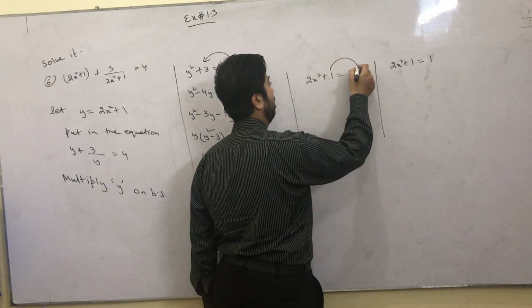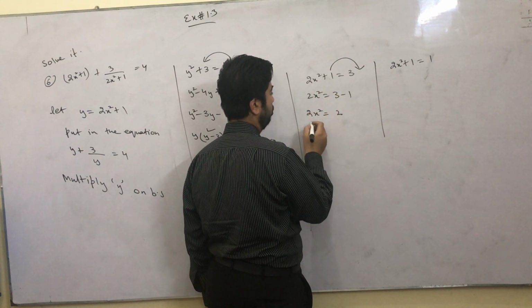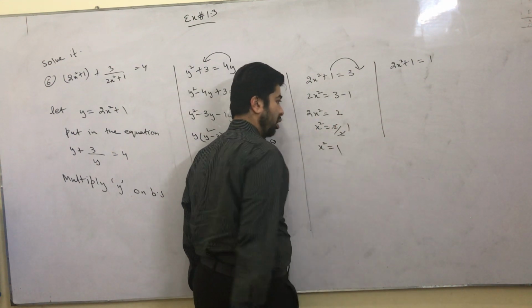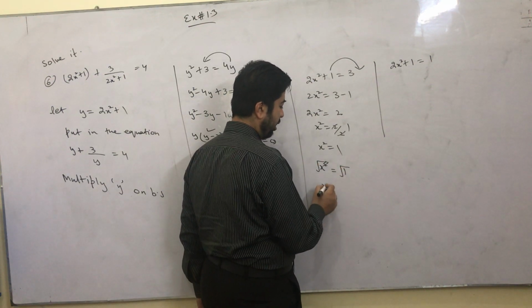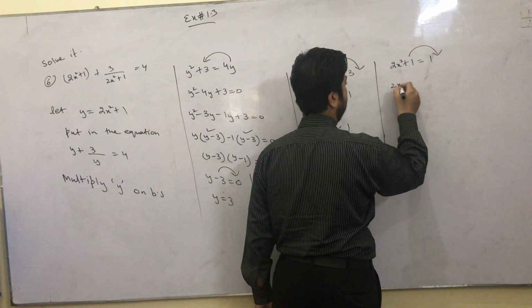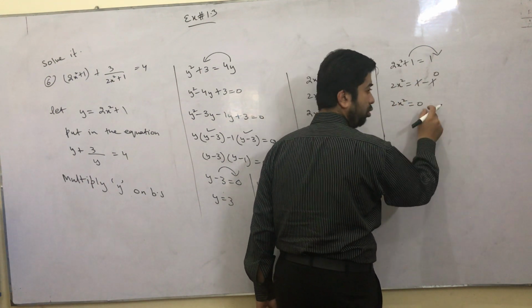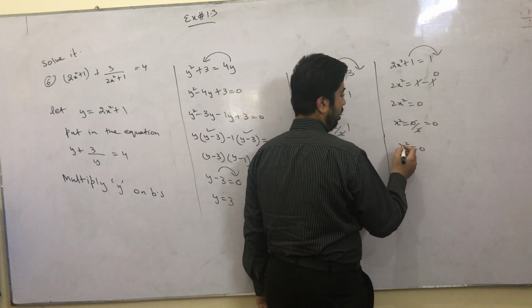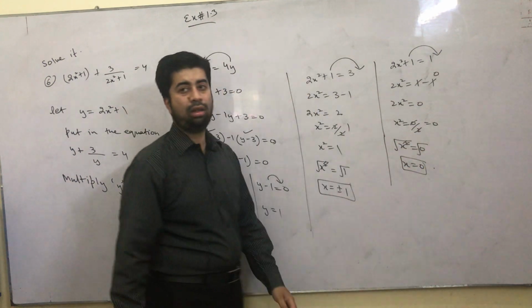How is it? Plus 1 becomes minus here, 3 minus 1, so that is 2. 2 is going to divide here. So x square is equal to 1. Applying square root on both sides, you know that x is equal to plus minus 1. And for this one, 1 minus 1 is 0. So 2x square is equal to 0. 2 is going to divide here. x square is equal to 0 divided by 2, that is 0. After applying square root, you know that the square root of 0 is also 0. So this is the answer.